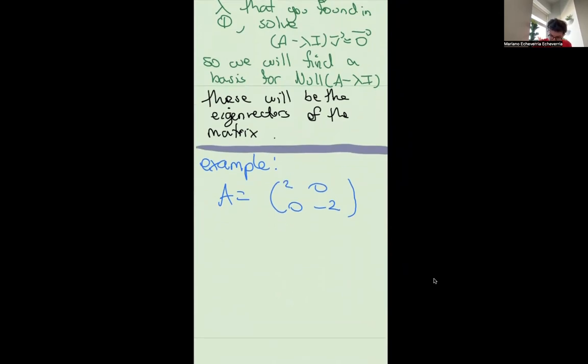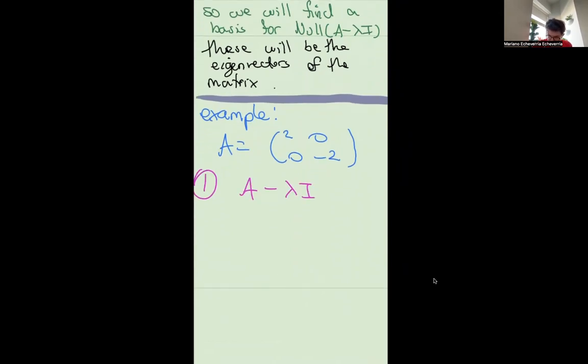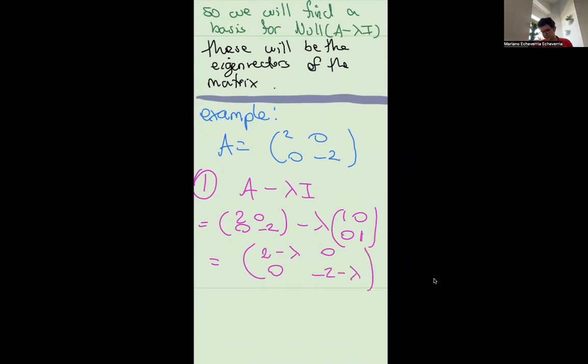So in step one, you consider A minus lambda I. Okay, so A is 2, 0, 0, -2, minus lambda times I, which is 1, 0, 0, 1, right? That's the identity matrix. So A minus lambda I is 2 minus lambda, 0, 0, minus 2 minus lambda. Is that making sense? So that's what the matrix A minus lambda I looks like.